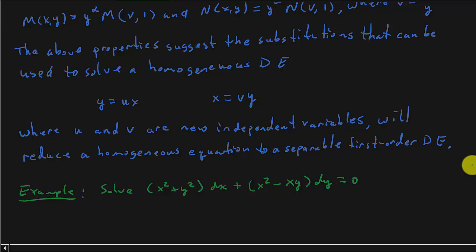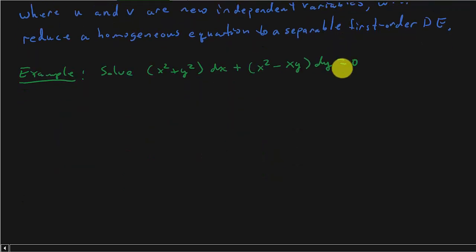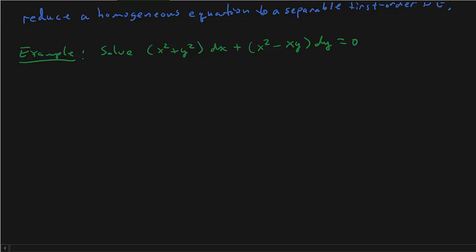So basically what we're doing is we're making a substitution, and it's going to reduce it to a separable first order differential equation. So with all that being said, let's go ahead and look at an example. So we want to solve this. All right, and we're going to solve it using substitution. So we've got to see if this is homogeneous.